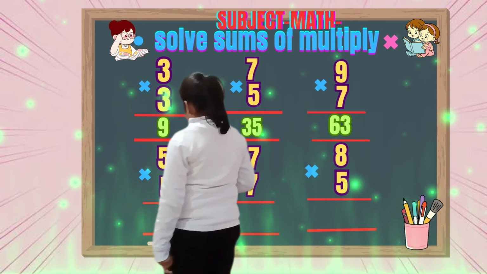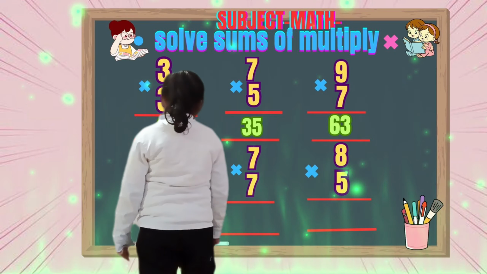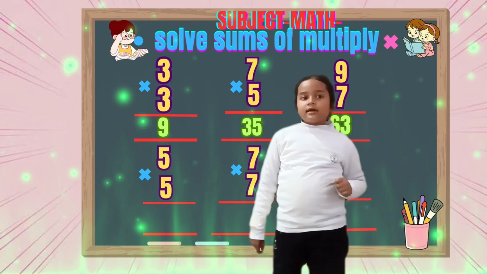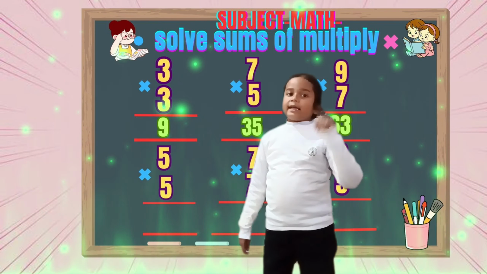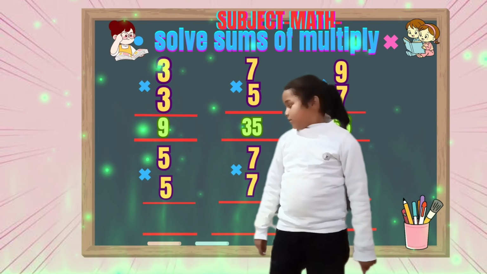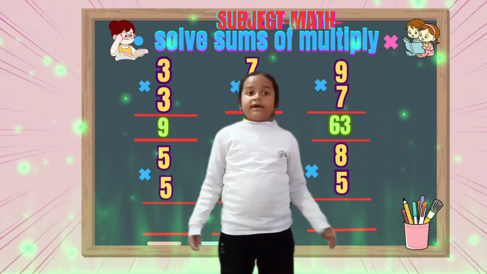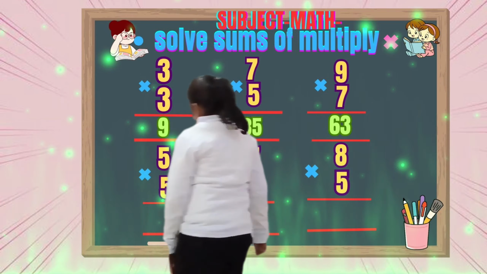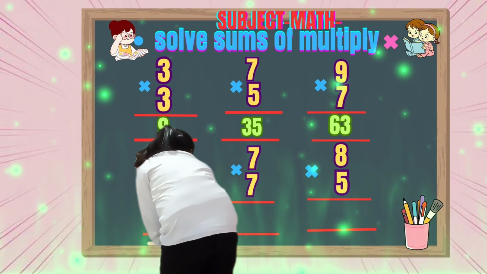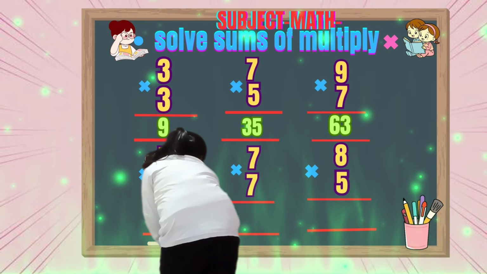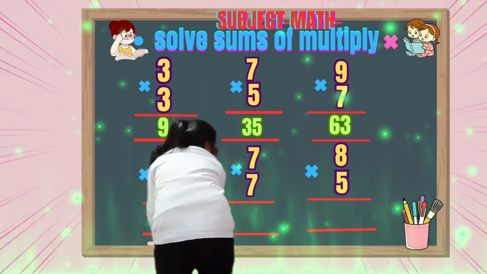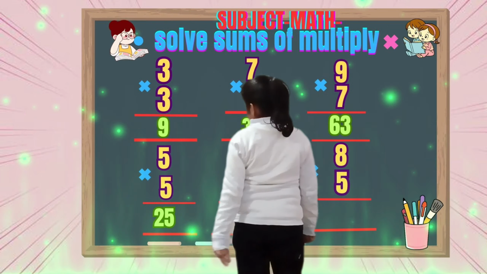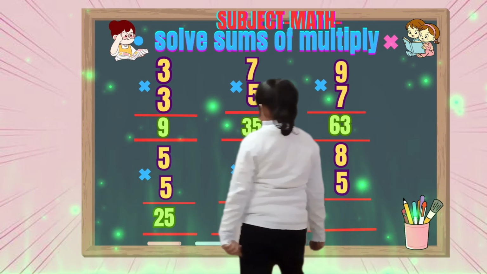Then, kids, 5 5 ja. Guess. Yes, my smart kids. 25. Okay, kids. Okay, and write 25. This is done.